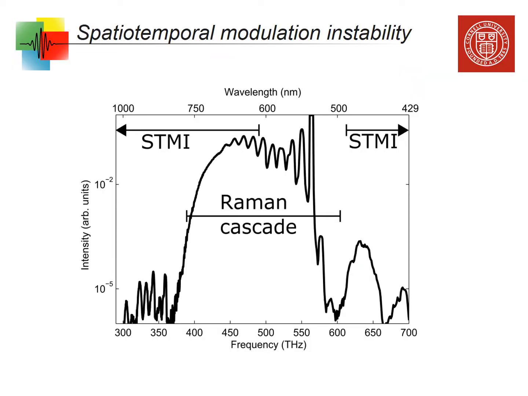So there's a lot of different processes going on. As I've said several times, this is a complex nonlinear optical pulse propagation problem. But there's this Raman cascade right in the center. But what I want to draw your attention to, although the Raman cascade is important for the emergence of this nonlinear attractor, is the spatiotemporal modulation instability sidebands over at the side.